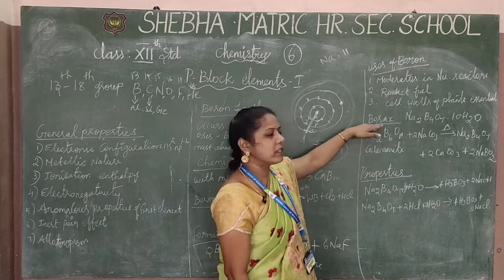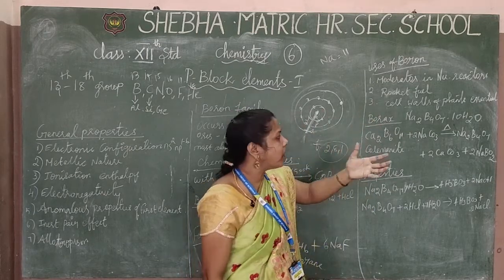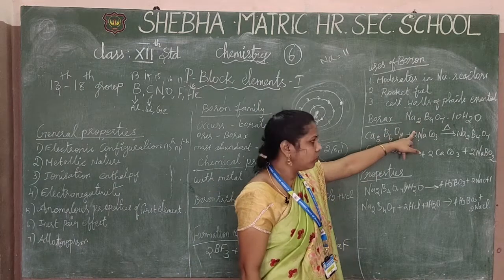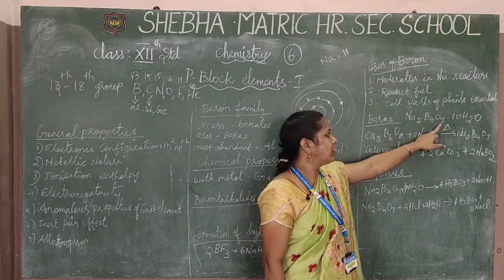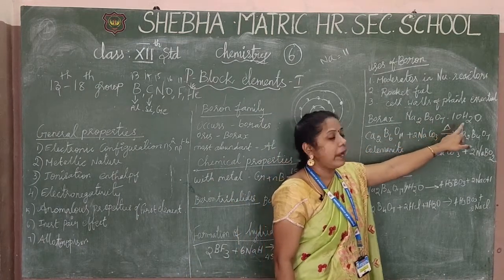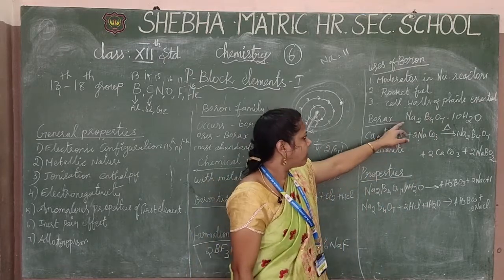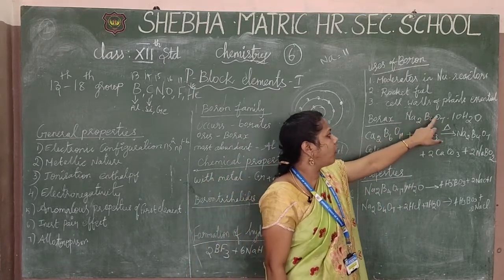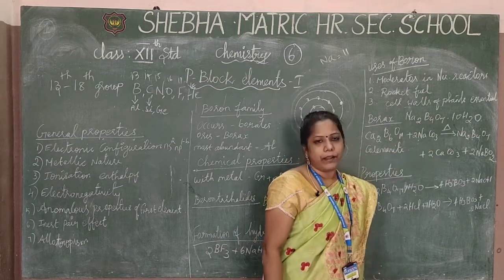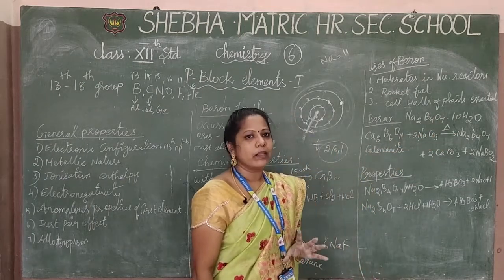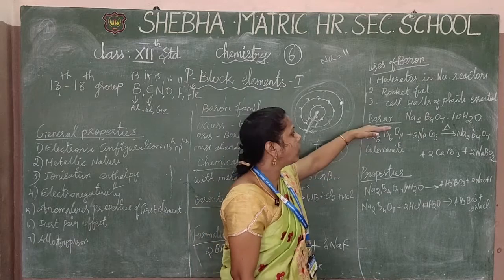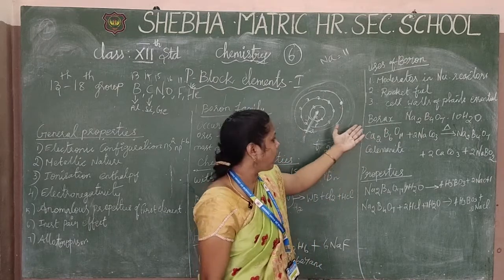In this borax, the common chemical formula is Na2B4O7 with 10 molecules of water, that is 10 H2O. Again I will repeat, Na2B4O7 and 10 H2O, that is called the borax chemical formula. How to get the borax?